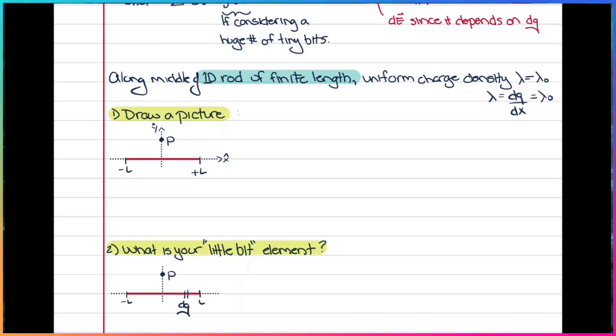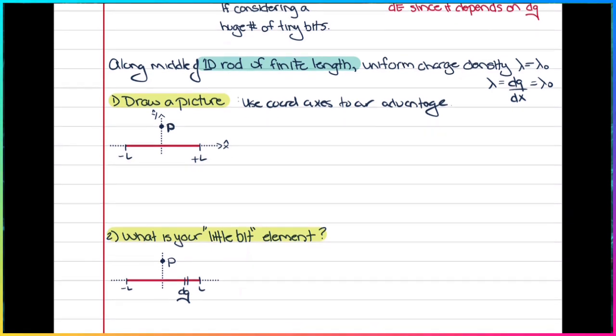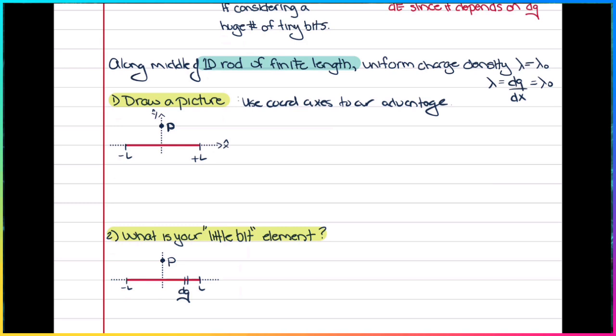So in this case, let's first draw a picture. And particularly, let's use the coordinate axes to our advantage. You can put down the coordinate axes wherever you want. But if we're going to have a point P that is along the middle of the rod, is offset, but is along the middle of the rod, then why not make that one of my axes? Particularly, let us make that the x equals 0 axis, or where I draw the y-axis. And then I'm going to put the rod along the x-axis. So we have our drawing that looks something like this.